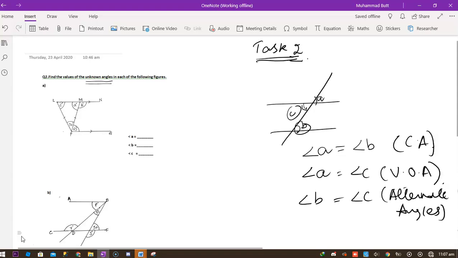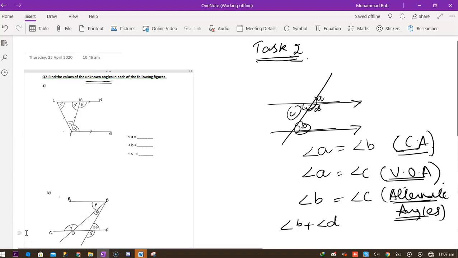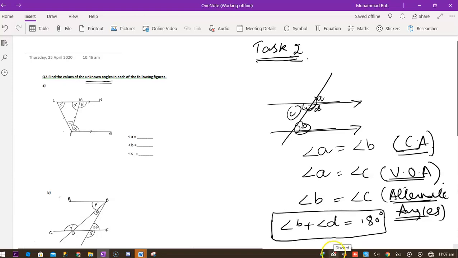So all these angles, corresponding angles, vertically opposite angles, and alternate angles are equal. The only difference is that the angle, let us suppose this is D, angle D, the angle which is adjacent to angle A is angle D. Angle B plus angle D are the interior angles between two parallel lines. They sum up to 180 degrees. So the only difference is that all other angles are equal to each other, whereas the interior angles between two parallel lines sum up to 180 degrees. Keeping in mind these points, you have to solve the questions which are given to you.